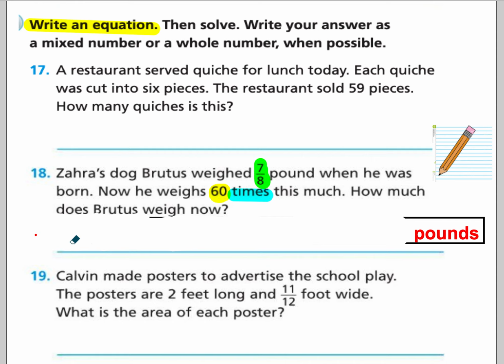So what did you write as your equation? Well, I first use my eraser here. 7/8 times 60. So we know that, but what do we do to 60? Yeah, it's actually 60 over 1. Right? So 60 over 1 times 7/8. That's a way to multiply a whole number. He's 60 times more than he was when he was born. So he got a lot bigger. He was really small to begin with. So we obviously need an equal sign. And what do you do first? You multiply across. Would you multiply across, please?